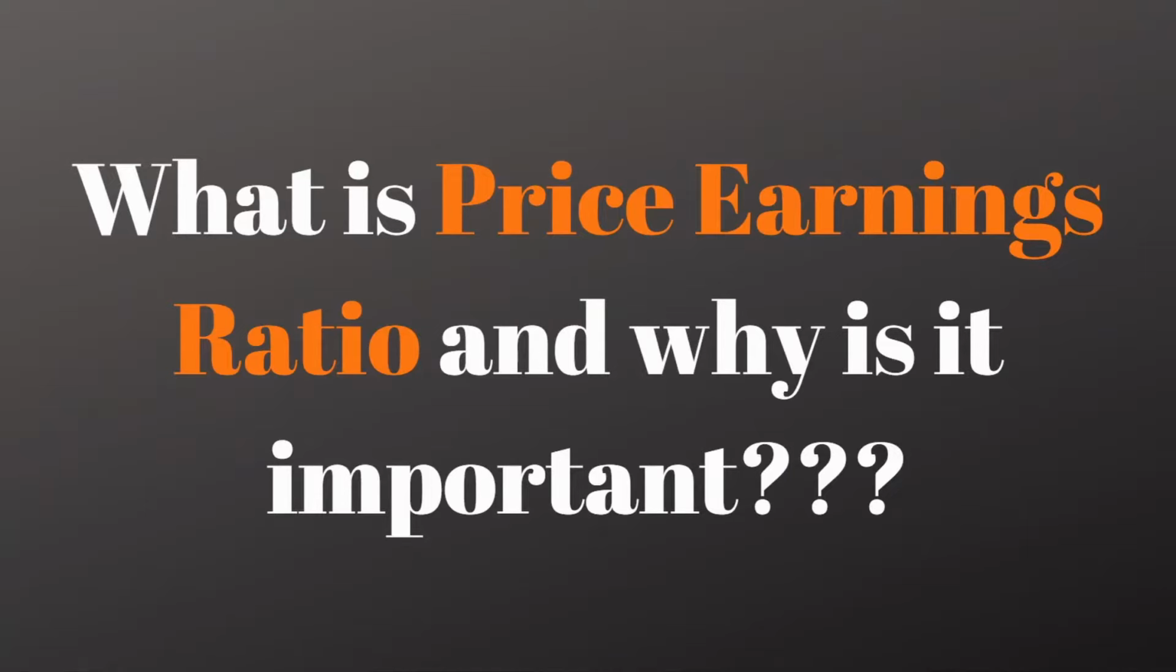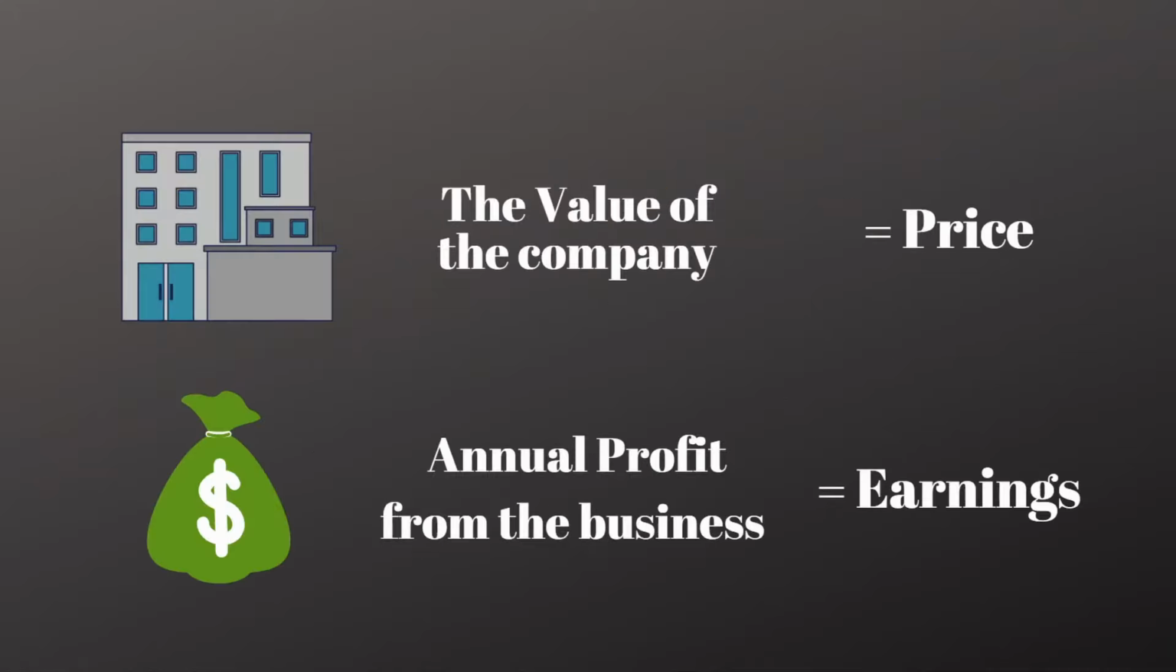All right, so what is the price earnings ratio and why is it important? So first we need to understand exactly what the formula is and define all the pieces to it. The first part is price. So price is the value of the company, or it could also be the market cap of the company, or it could be the stock price of the company. Earnings is how much the company makes, whether that be its annual profit, if you want to call it earnings, or if you want to call it earnings per share. That is the earnings portion of the formula.